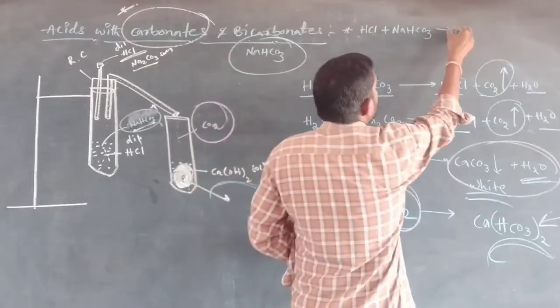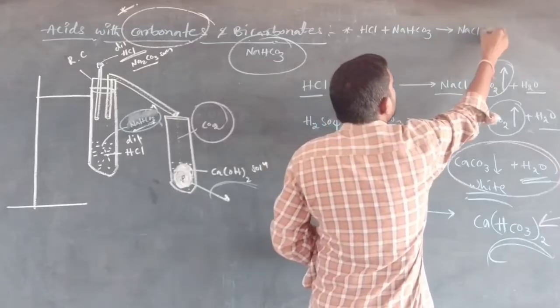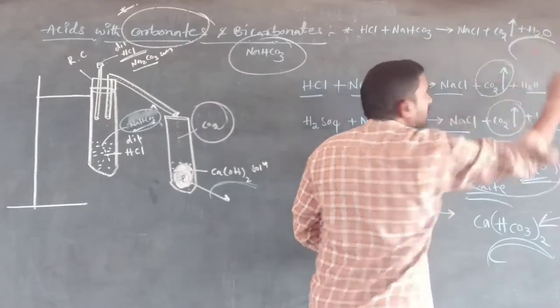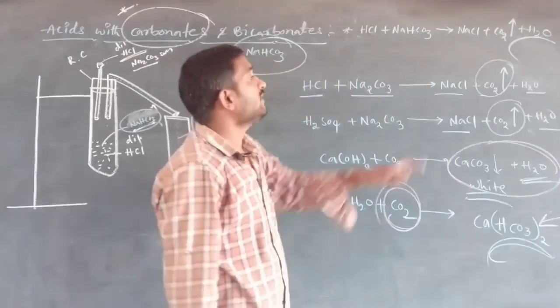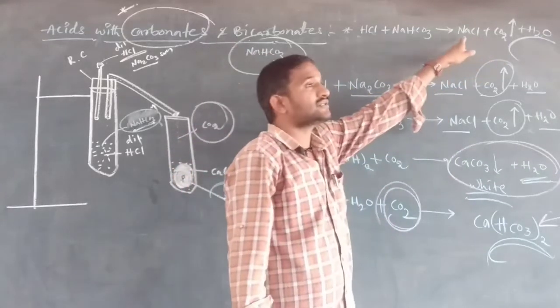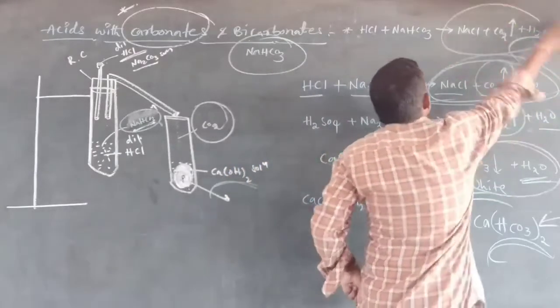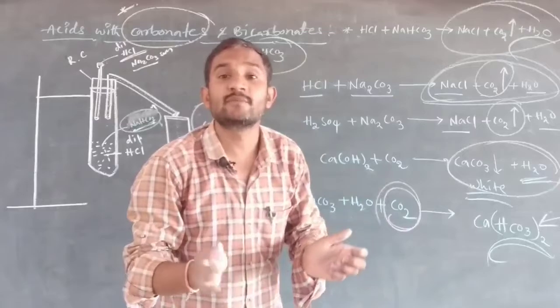What kind of products will be forming? NaCl, carbon dioxide, again water molecule. Again, what will be forming? Water molecule, carbon dioxide, sodium chloride. Here you have to see the same compounds. Here also the same compounds will be forming.